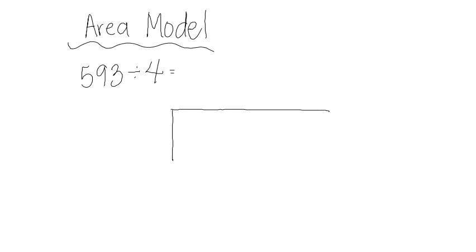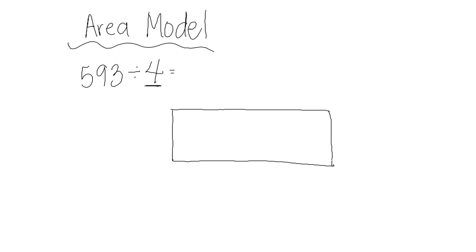Okay, I'm just going to give you an example of what the area model would look like and why we do what we do with the area model in 4th grade. So here's our first problem that we will use as an example. 593 divided by 4. In order to do this problem using the area model, we're going to be splitting up an area. An area is just a space. We're going to use a rectangle for our space.